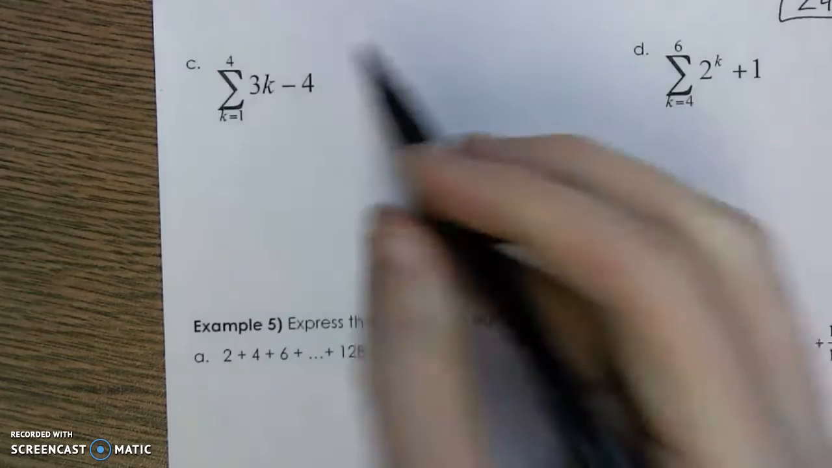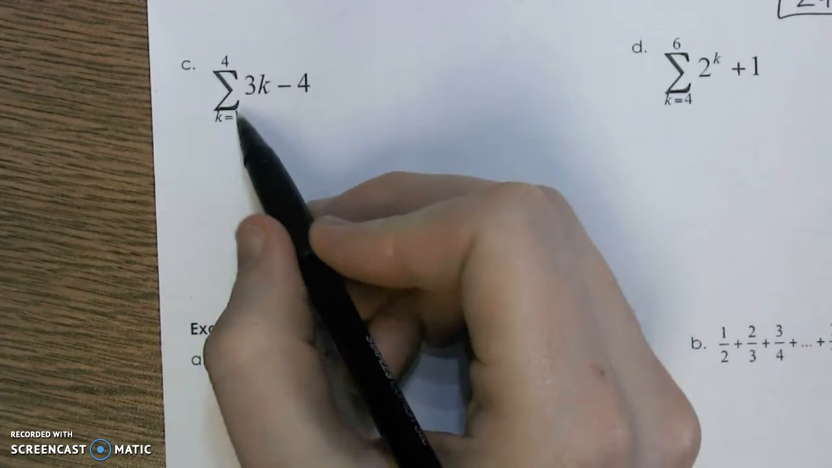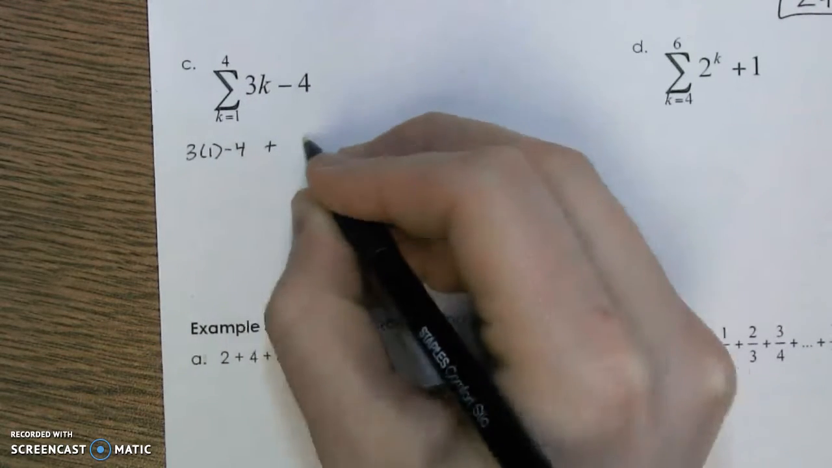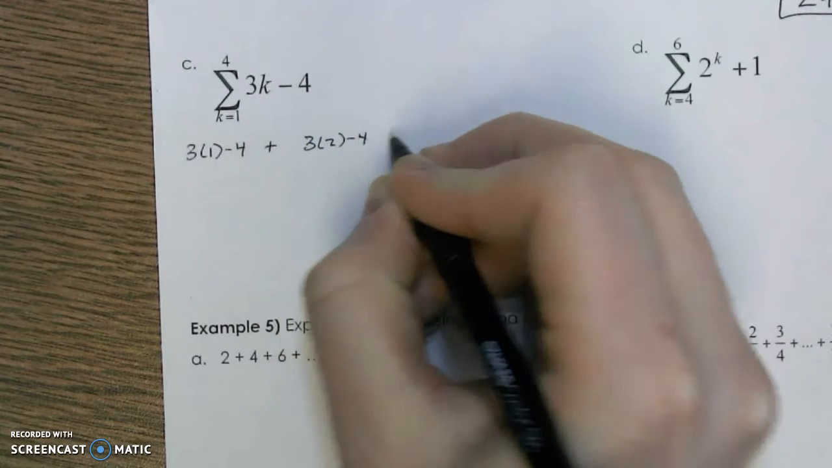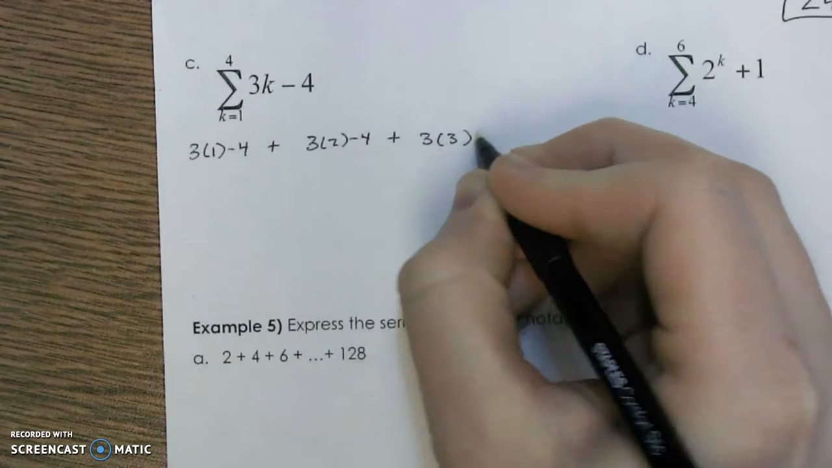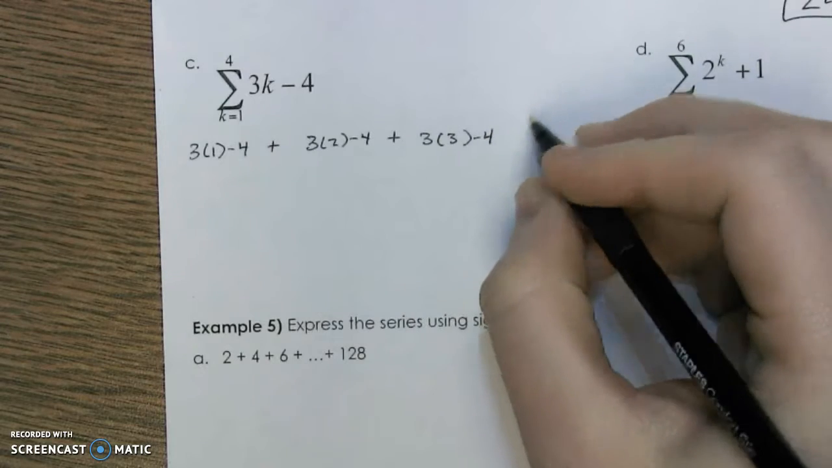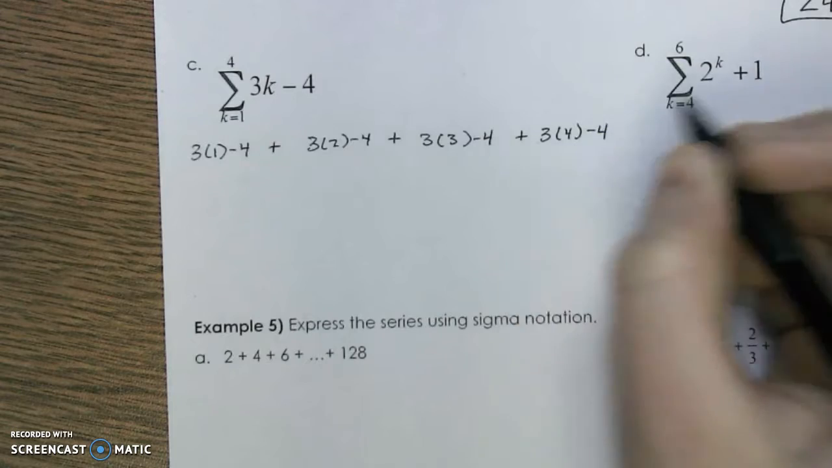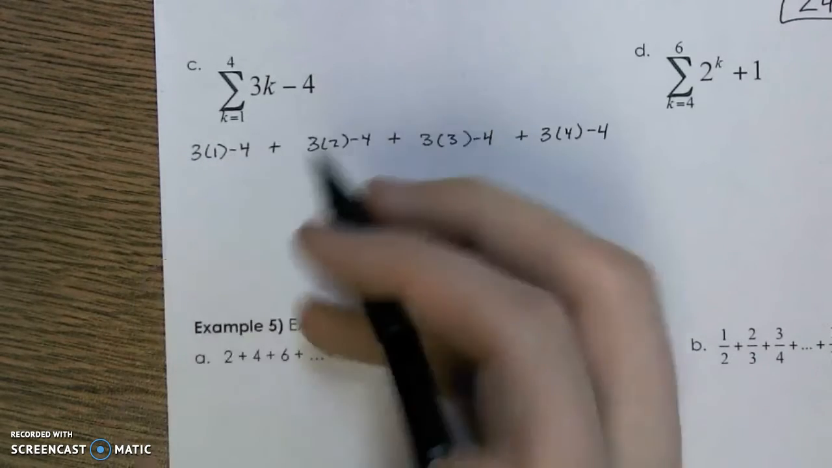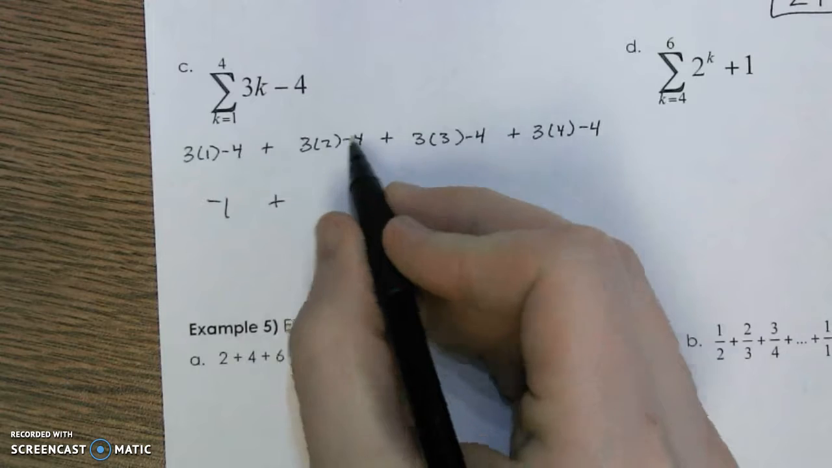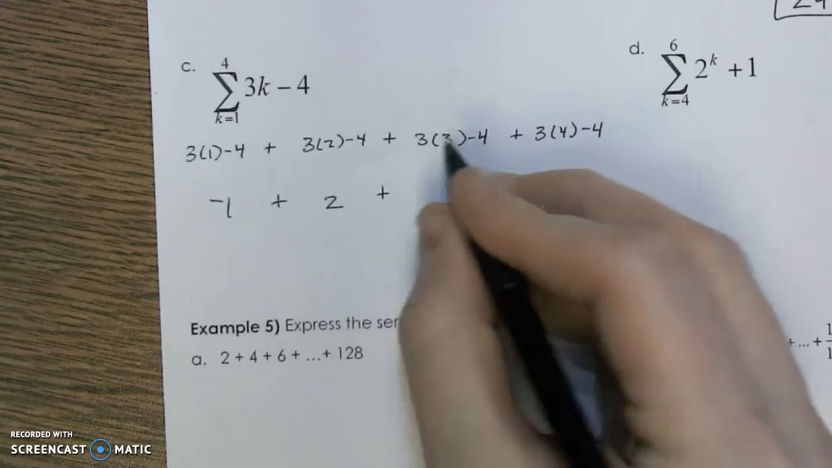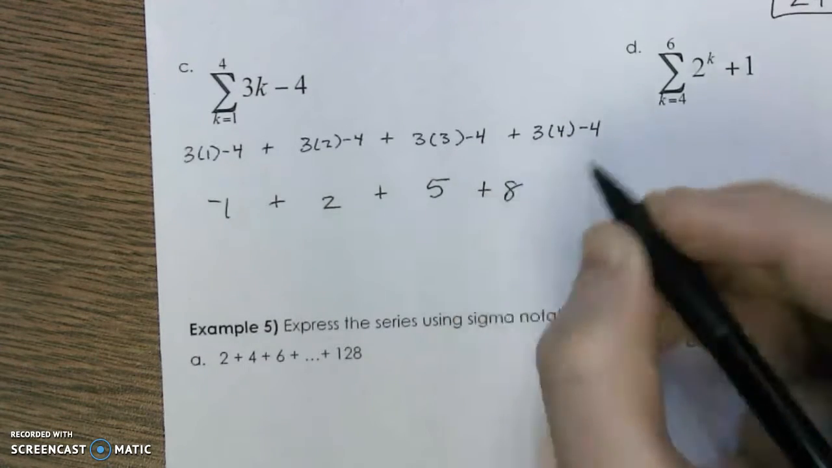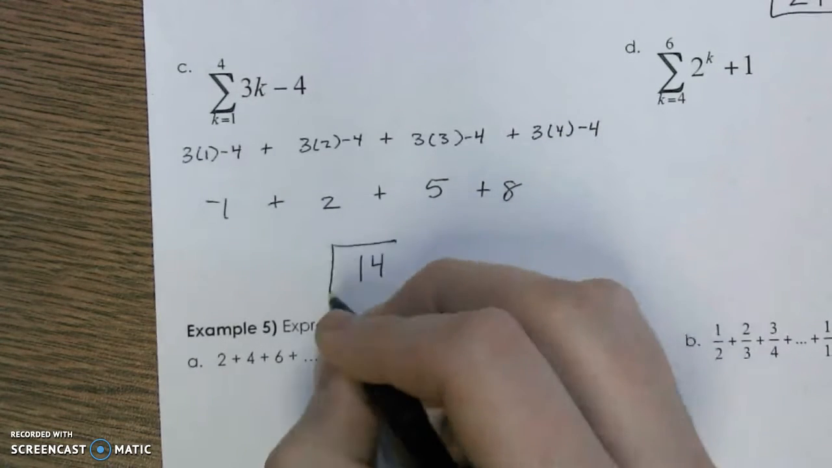For C, you can try it on your own if you want to pause it, but you plug in 1, plug in 2, plug in 3, plug in 4. And here I'm getting 3 minus 4 is -1, 6 minus 4 is 2, 9 minus 4 is 5, 12 minus 4 is 8. Add them all together and you get 14.